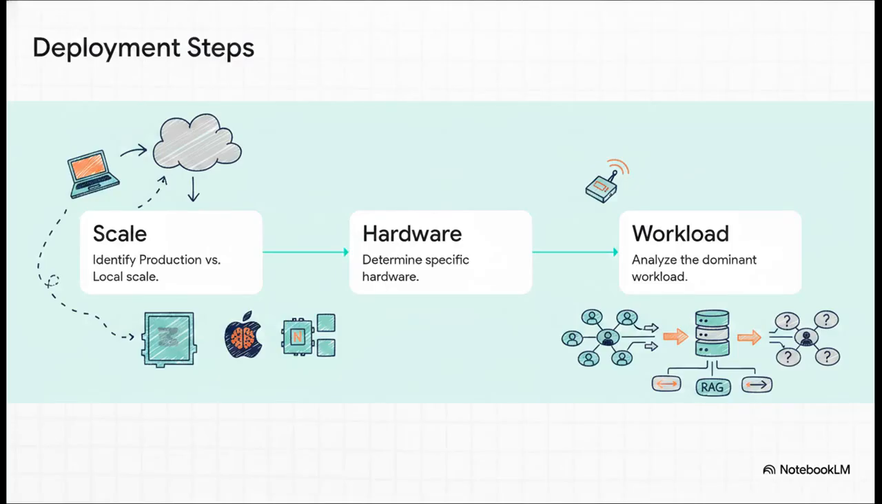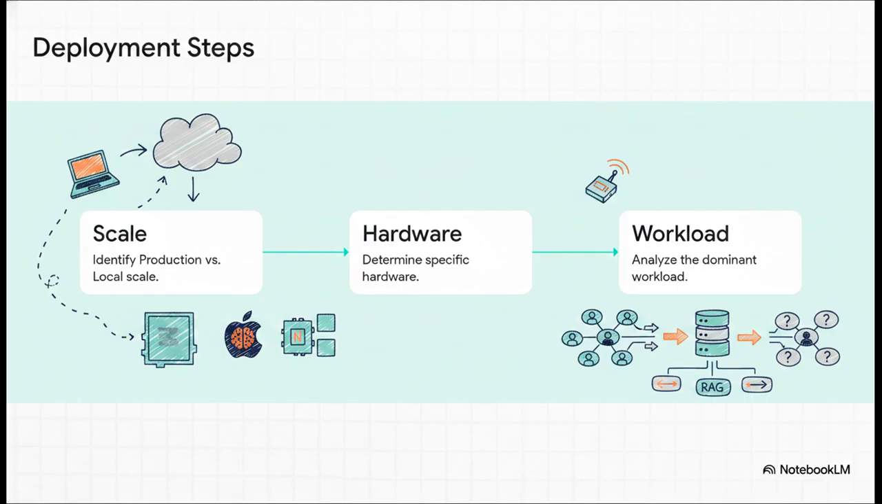We've seen the tools, right? But just knowing the tools isn't enough. We really need a strict diagnostic framework to actually apply them to your specific engineering constraints. I want you to follow these 3 steps sequentially when planning your architecture. Step 1. Map your scale. Are you just prototyping locally, or are you deploying to a production server?